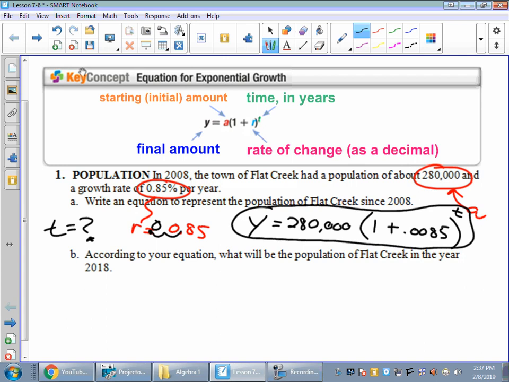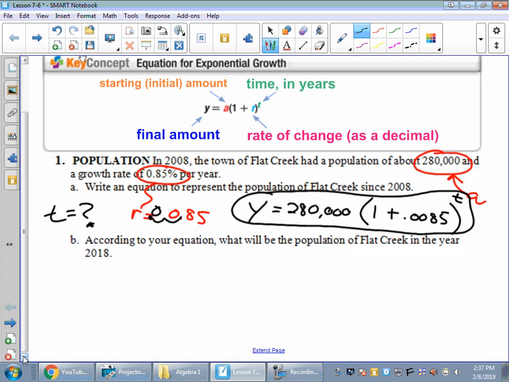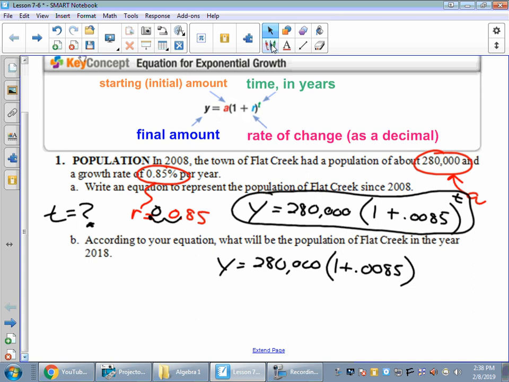Okay. Part B says, according to your equation, what will be the population of Flat Creek in the year 2018? So now we're actually going to put in something for t and solve it. Okay, so we're going to start with that equation of y equals 280,000 times 1 plus 0.0085 to the t. Now we know something has to go there, but what goes there? Okay, so something we need a value up here for our time.